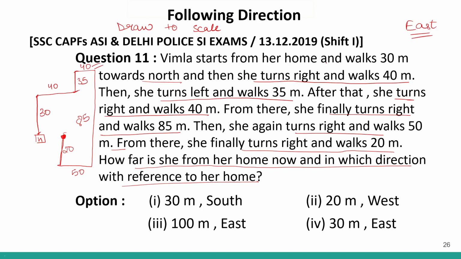And distance, let us find out. So let me join this and call this x. Now in this diagram, 50 plus x will be equal to 40 plus 40. 40 plus 40 will be equal to 50 plus x, correct? In this diagram. So x will be equal to 80 minus 50, which is 30 meter. So she will be 30 meter towards the east from her home, which is option number 4. So option number 4 will be the correct answer.